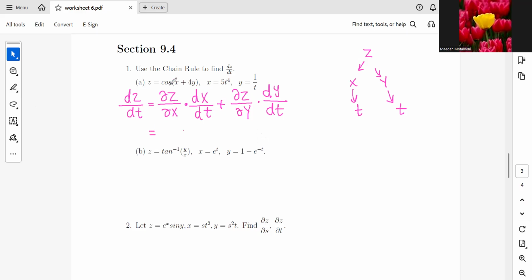So partial derivative of z with respect to x will be negative sine of whatever we have, x plus 4y, times the derivative of x with respect to t, which is 5 multiplied by 4, which is 20t to the power 1 less, plus the partial derivative of z with respect to y, which will be negative 4 sine of x plus 4y, times the derivative of y with respect to t, which is negative 1 over t squared.